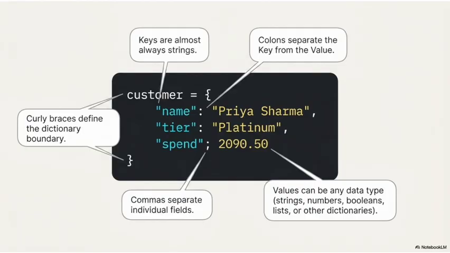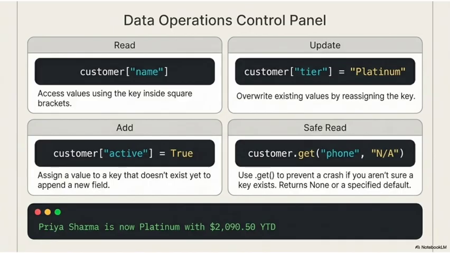The indented multiple-line format shown here is the standard convention for readability. You could write the whole dictionary on one line, but for records with more than 2 fields, the vertical layout makes it far easier to scan, edit, and spot missing fields.